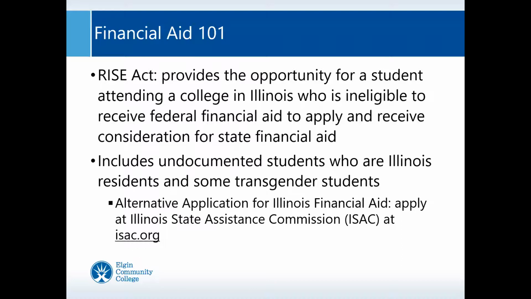The alternative application for Illinois financial aid is the application that these students can use to apply at the Illinois State Assistance Commission, known as ISAC, at isac.org. If the student is eligible to receive the Illinois MAP grant, ECC will be able to award them these funds. Students need to apply annually for this grant.